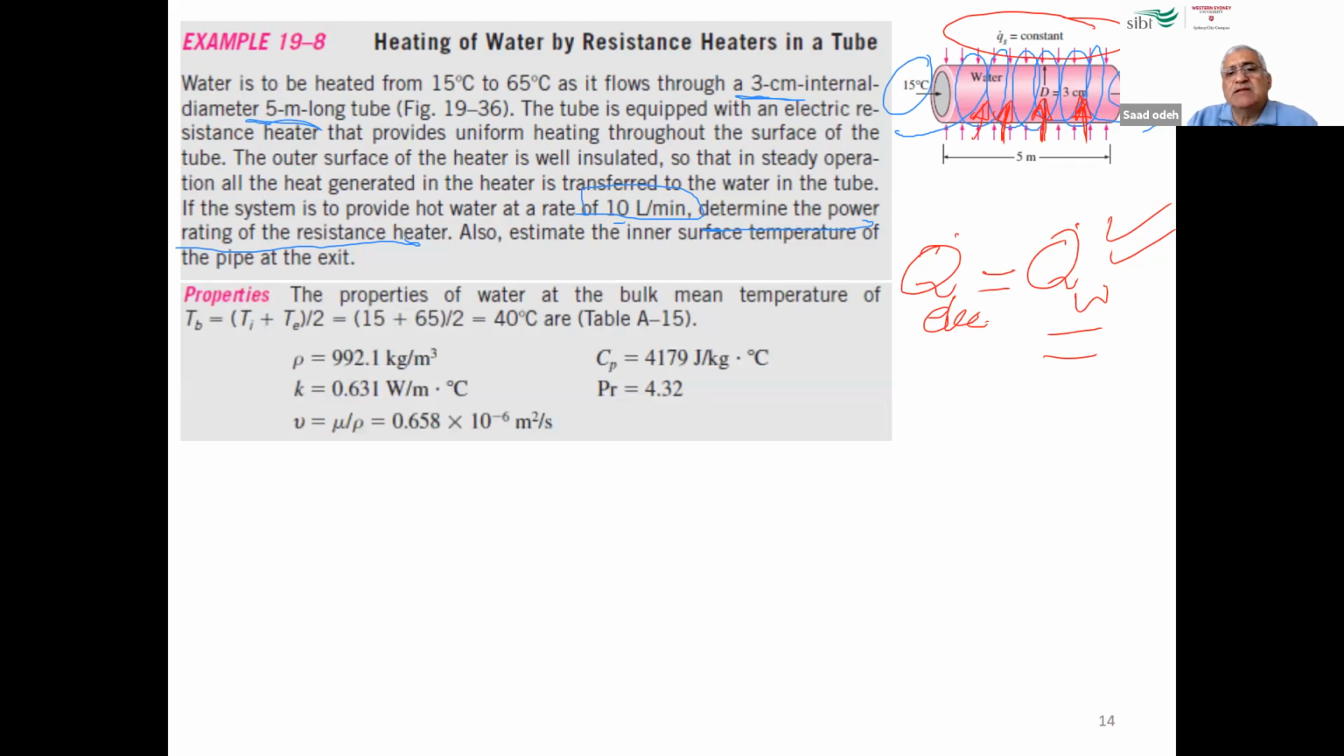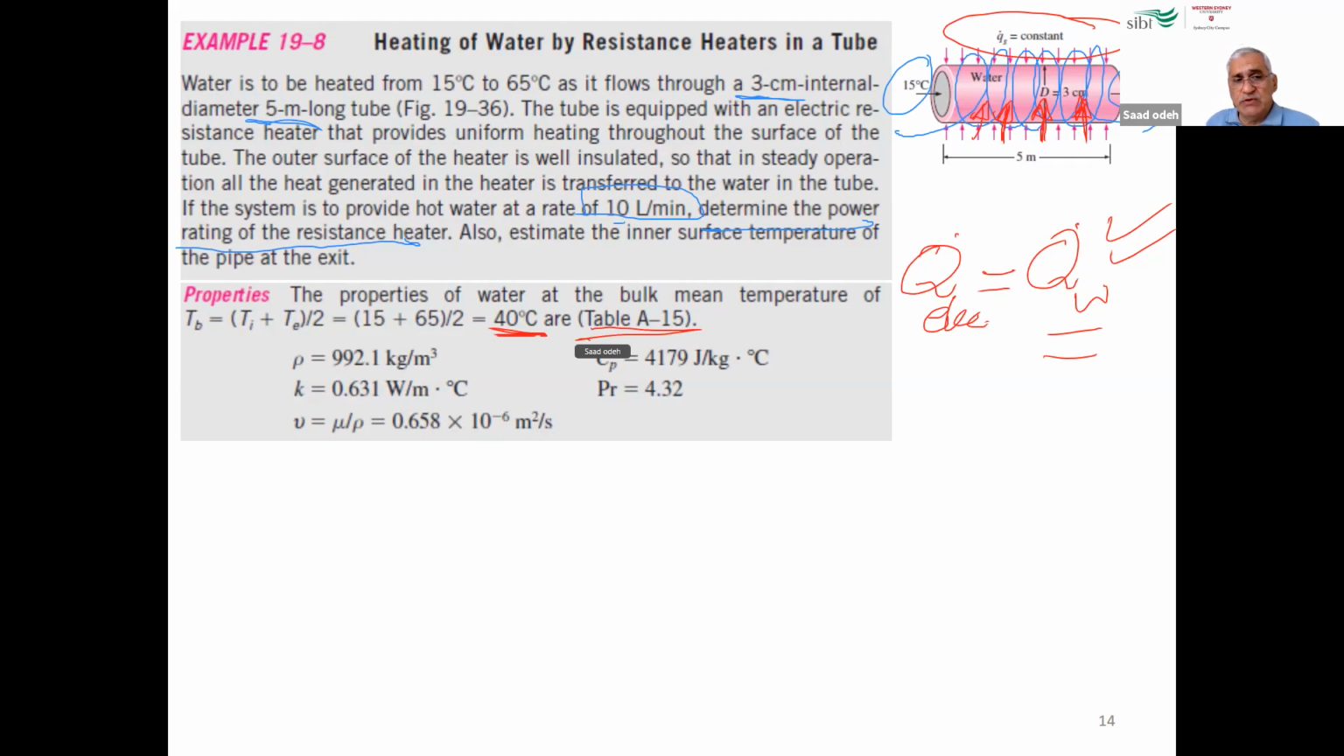The first thing to solve these questions is that we need to find the properties of the fluid for each case. In this case, we have water, and the water temperature at the inlet is different from that at the exit. Therefore, we need to take the average of the water temperature between inlet and exit, and we can find the average temperature, which is 40 Celsius. Then we can take this temperature to the tables, table A15.